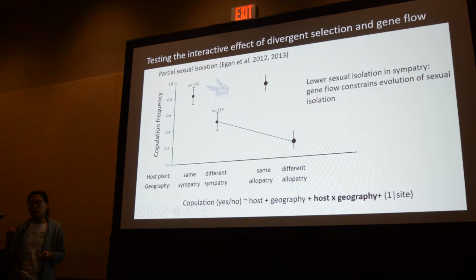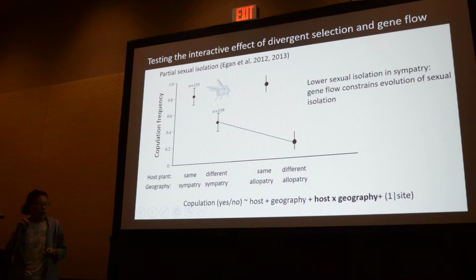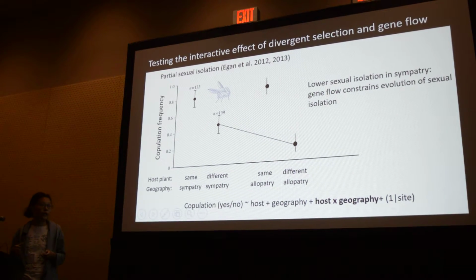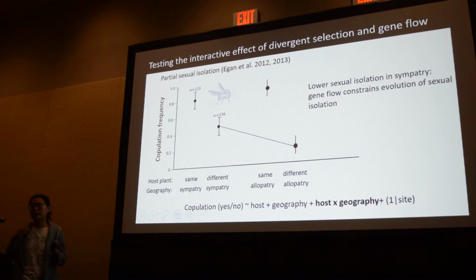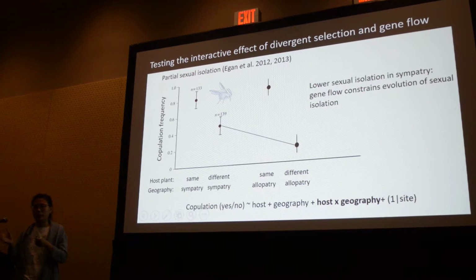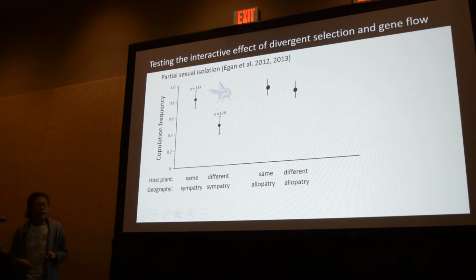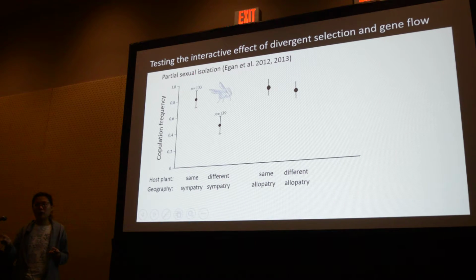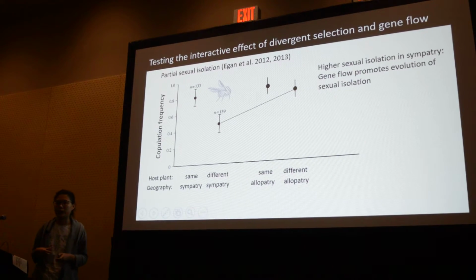This could also be detected statistically by looking at host by geography interactions. A significant interaction indicates that the degree of the difference between same host and different host changes once you move to a different geography. And if I found a decreased sexual isolation in allopatric populations, that would suggest gene flow promotes sexual isolation, possibly through reinforcement.